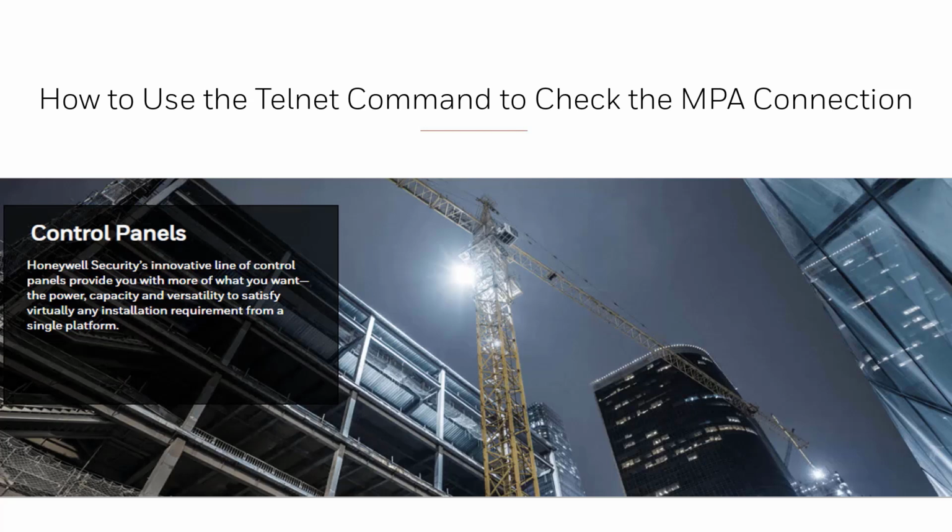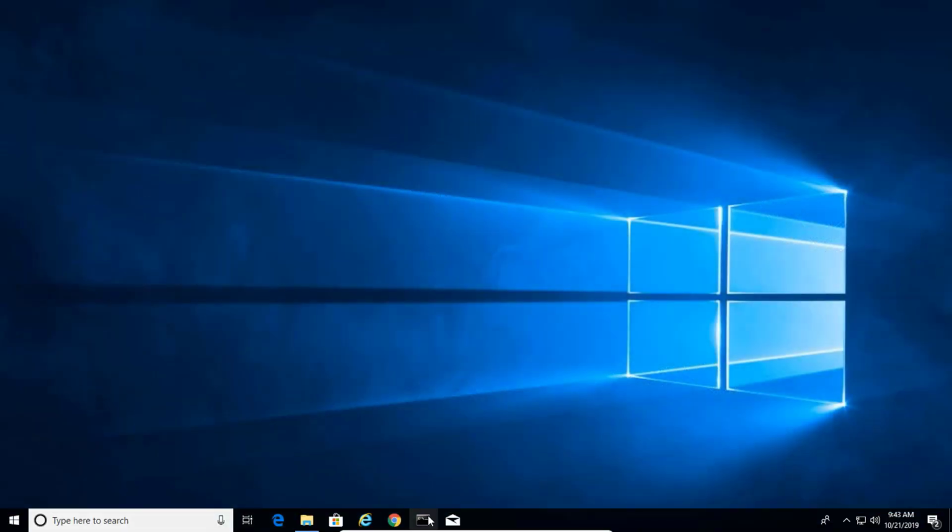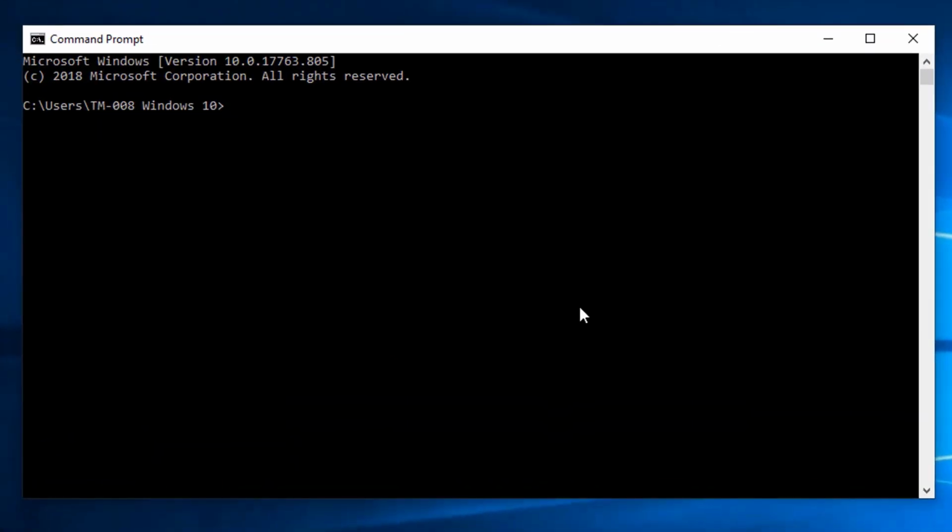In this tutorial, we'll view how to use the Telnet command to check the connection between the computer and the MPA panel. We'll start by opening the command prompt window. Once the window is open, we'll type in Telnet space the IP address of the MPA panel space 443.